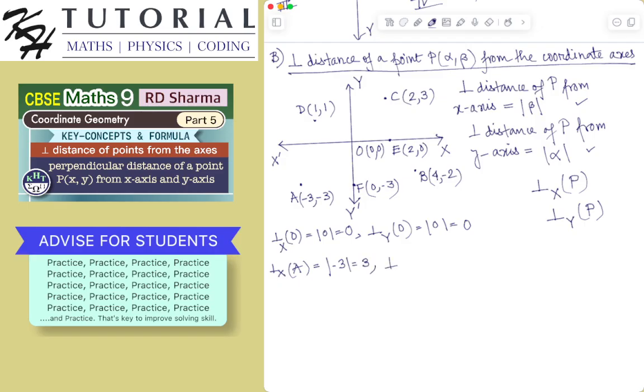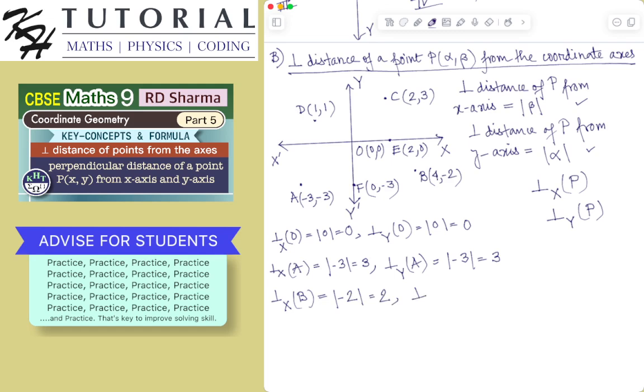And the perpendicular distance of the point A from the y-axis will again be the absolute value of -3, because the abscissa is -3. This is equal to 3. Let's see the point B. The perpendicular distance of the point B from the x-axis will be equal to the absolute value of its ordinate, mod of -2, which is 2.